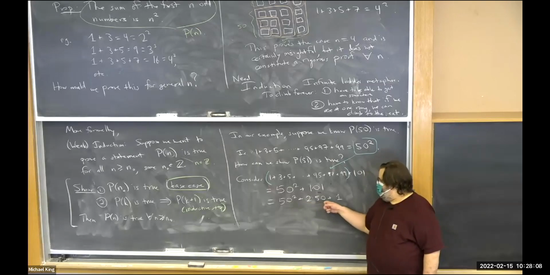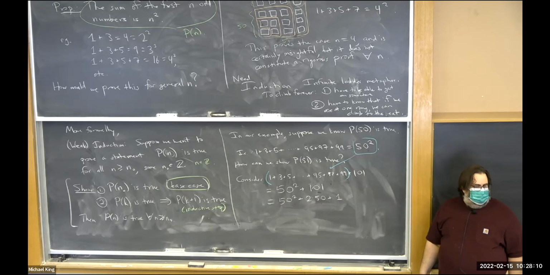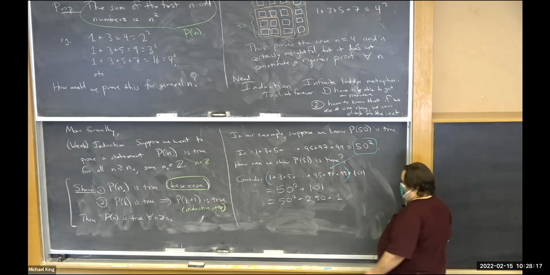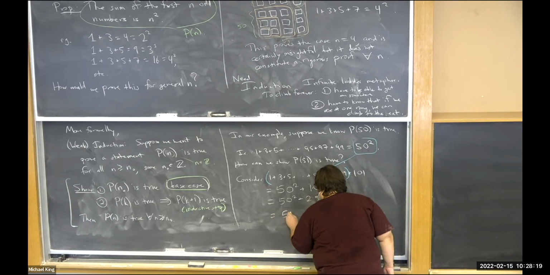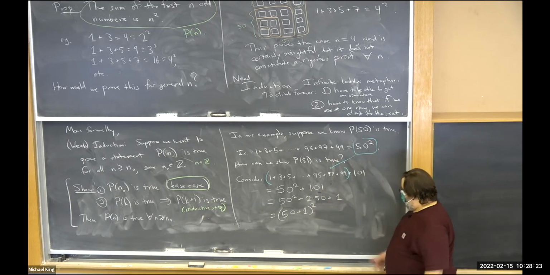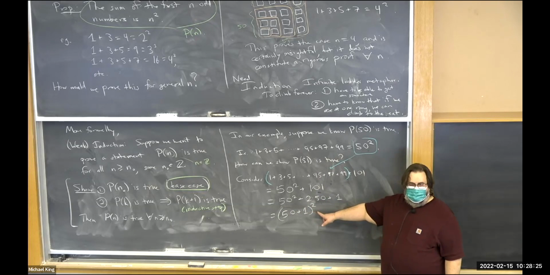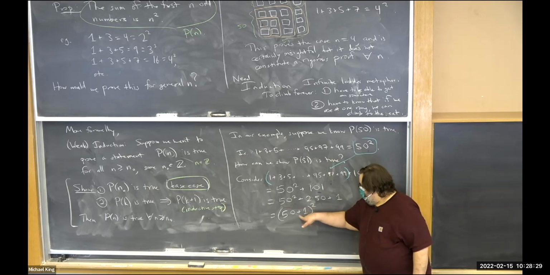Something squared plus 2 times something plus 1. What is that the same as? Quantity squared. Yeah, so this is actually 50 plus 1 quantity squared, because that's really what you get when you FOIL out 50 plus 1, right? You actually get 50 squared plus 50 plus 1.